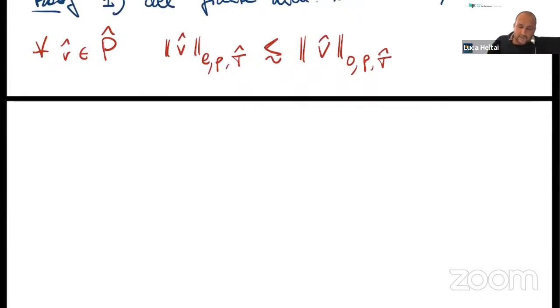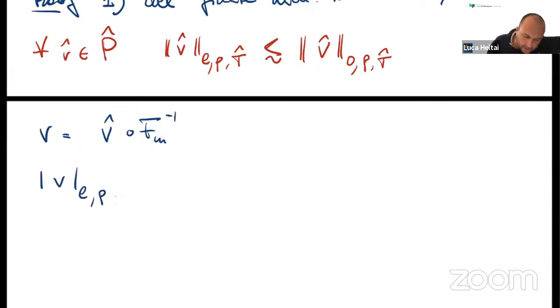Okay, and now we use the same trick that we had before, and we let v be v hat composed with the inverse of the affine transformation. And with this, we know already, we did this several times already, so let me just report this here.